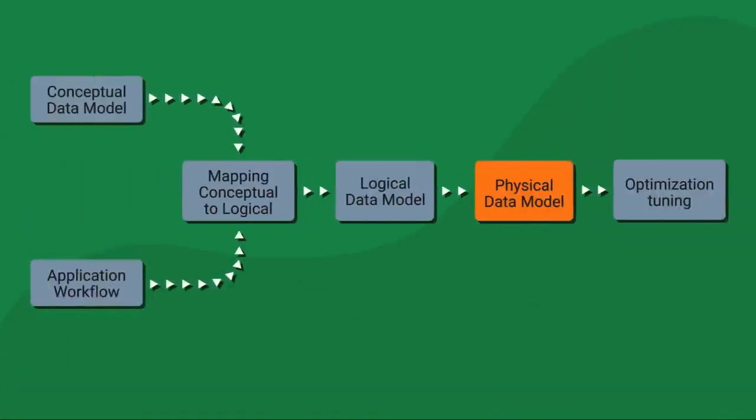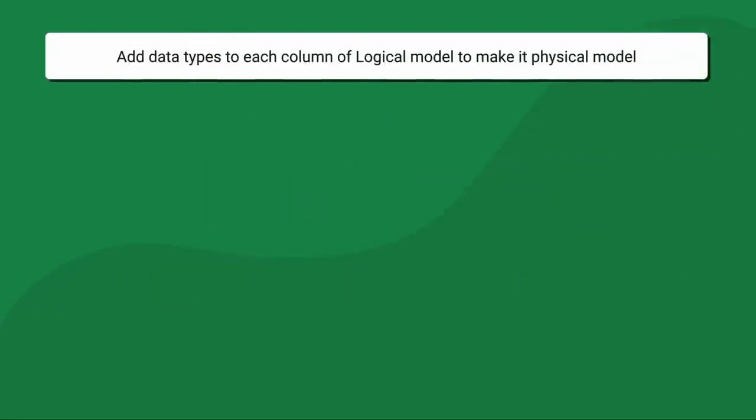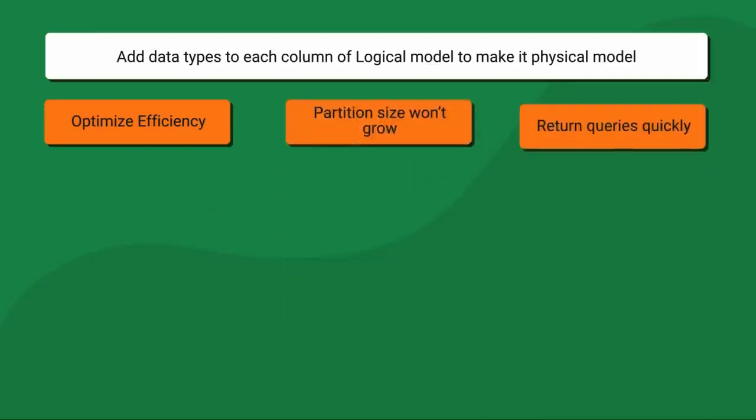Here's our data modeling methodology again. We have created our conceptual model and our application workflow. We have also applied the mapping rules, created a logical data model, and now it's time for us to create our physical data model. To make a physical model, add data types to each column of a logical model. Physical models also optimize efficiency and performance, ensuring that the partition sizes won't grow too large and will return the queries quickly.